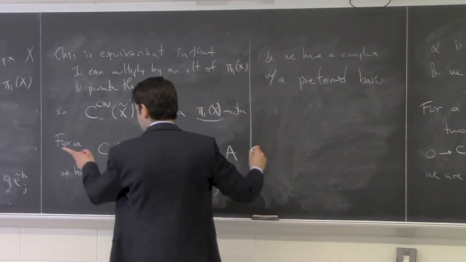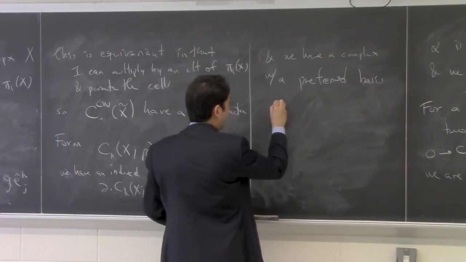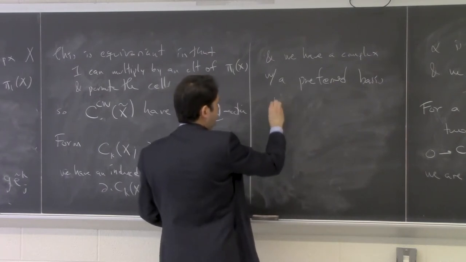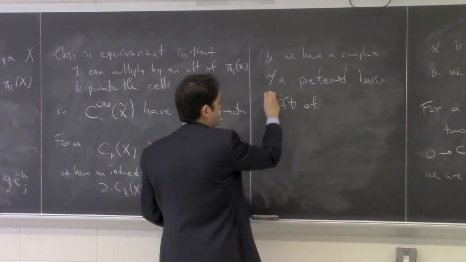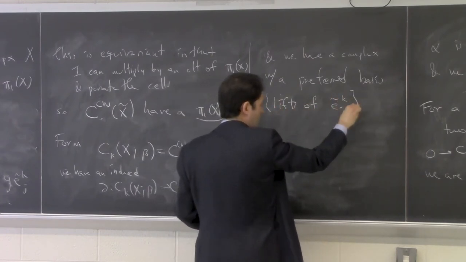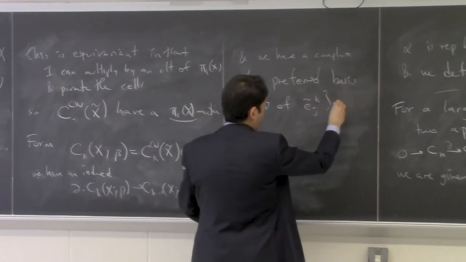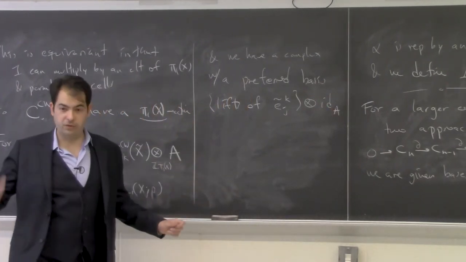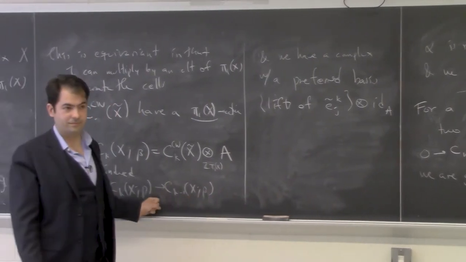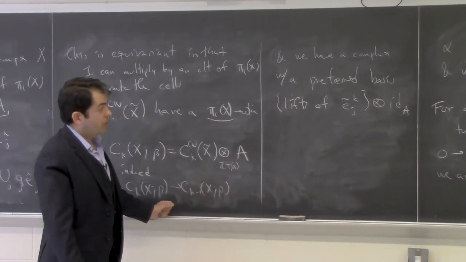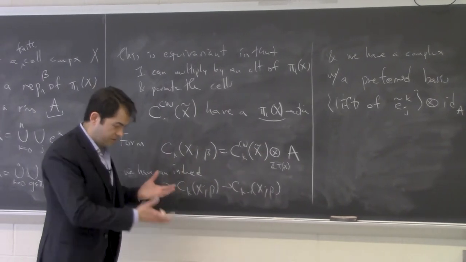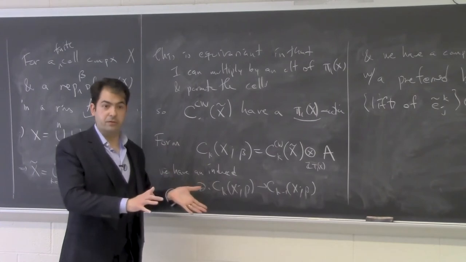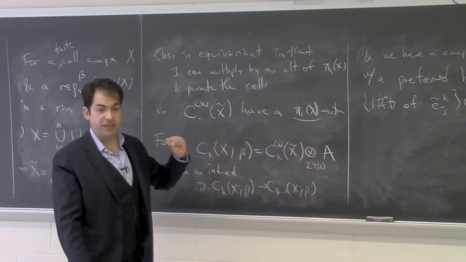The preferred basis is precisely the lifts of the EKJ, so lifts, tensored with the identity in A. Assume the ring has an identity. Right? So the cell complex structure, assume that that's fixed, then you have these lifts. Okay, there's a choice in the lift. But other than that, we have a preferred basis.